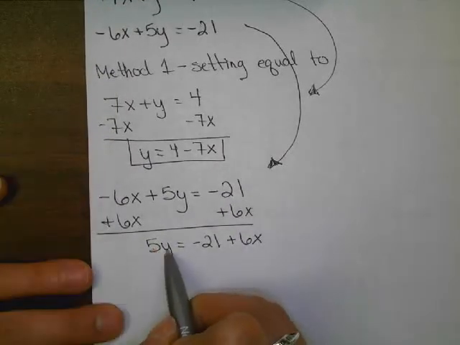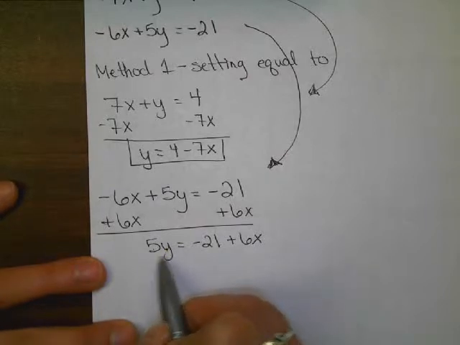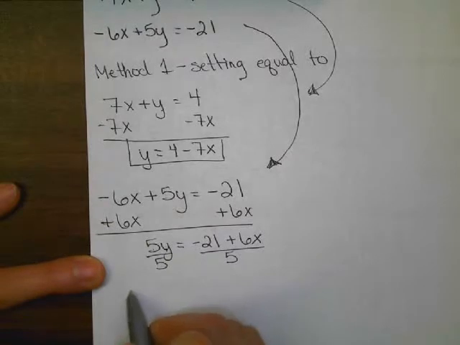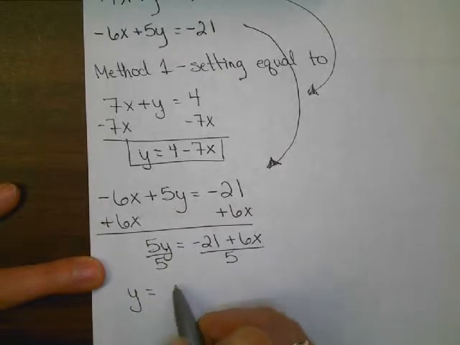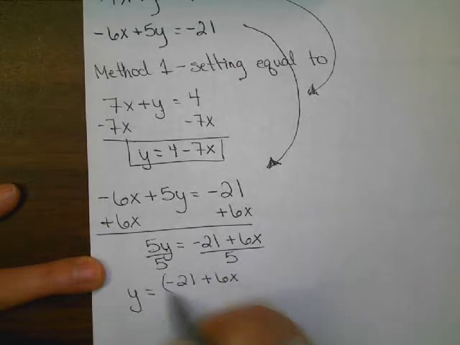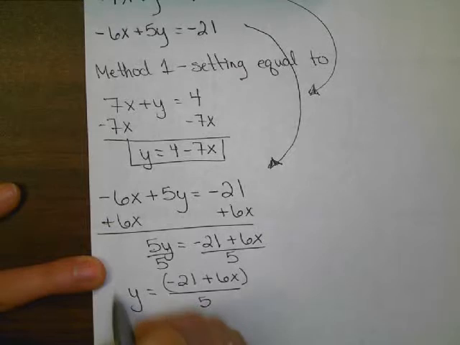Now I have this 5 that's attached to the y, and it's attached because it's multiplied. So to undo multiplication, the inverse is division. So now I'm going to divide both sides by 5. So now y equals negative 21 plus 6x in parentheses with the 5 on the bottom.